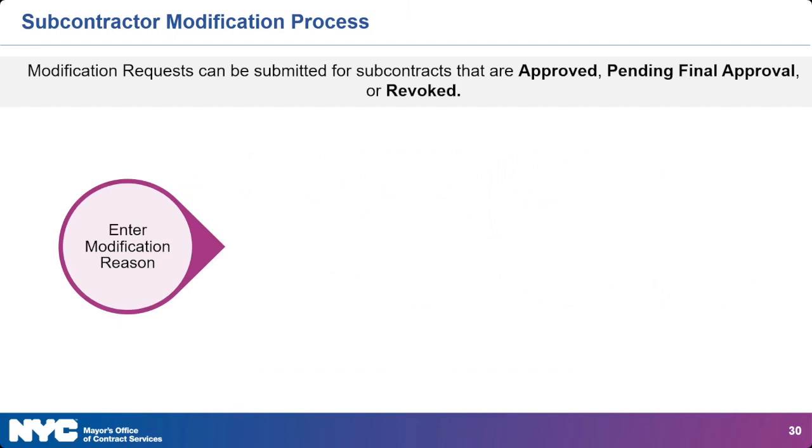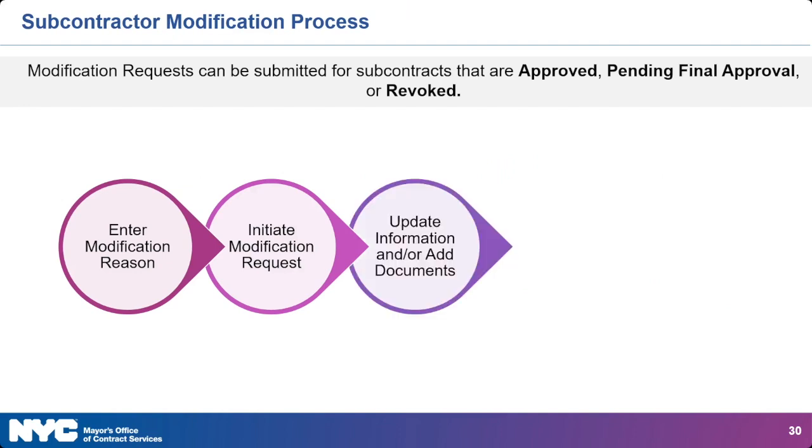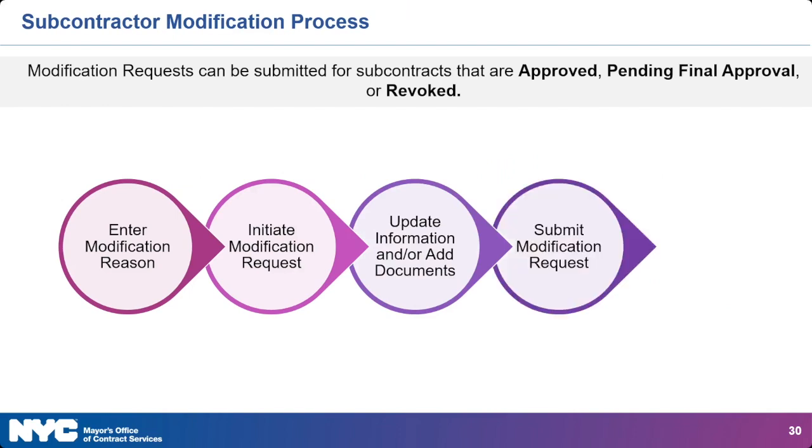Within the contract, the prime vendor must select the relevant subcontract and enter a detailed reason for the modification. Next, they initiate the modification request and make updates to the subcontract. When they are done, they submit their request to the contracting agency. The agency will then review the modification request and grant a decision. The modification request status will change after the prime vendor submits it to the agency.